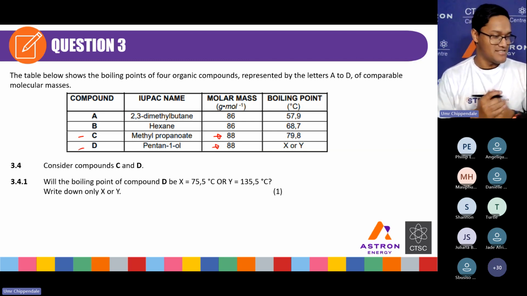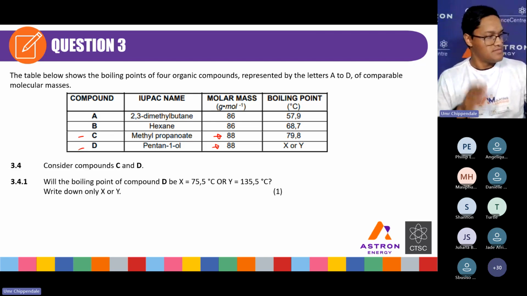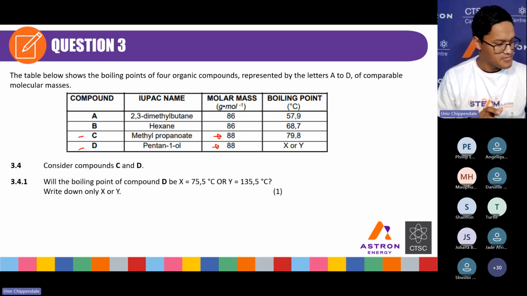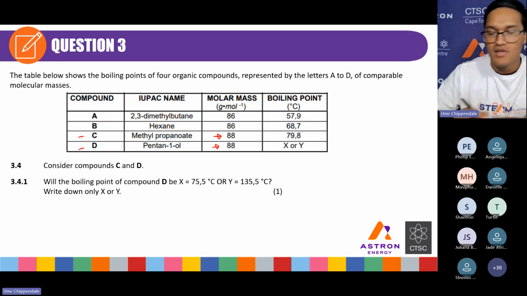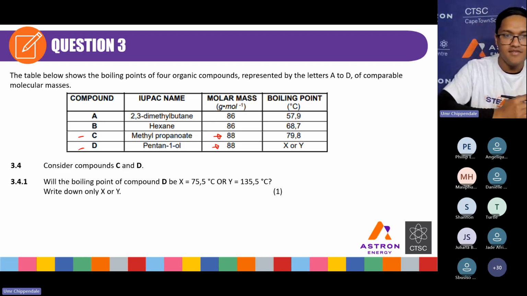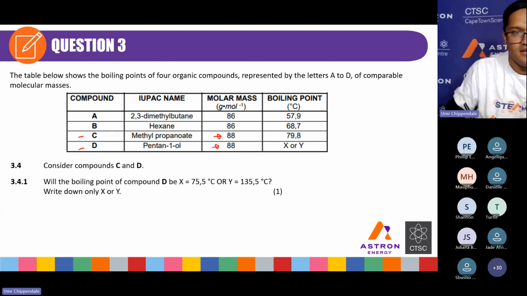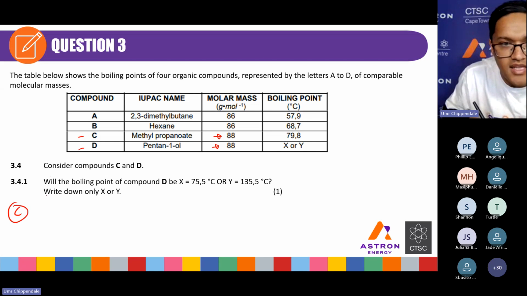Answers in the chat, please. So, I'll calm it down a bit. Let's see if you guys get this. Remember, you don't have to write out the value. You just have to say if it's going to be X, which is going to be 75.5, or Y. In the meantime, I will write down the structural formula just in case you need that.